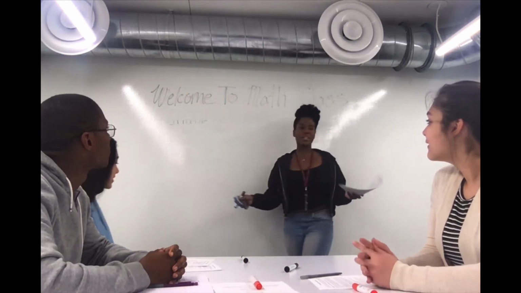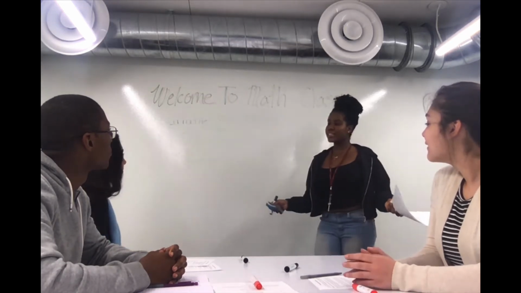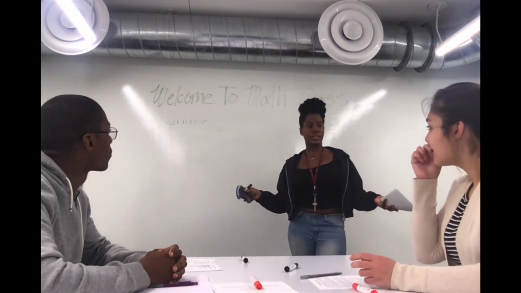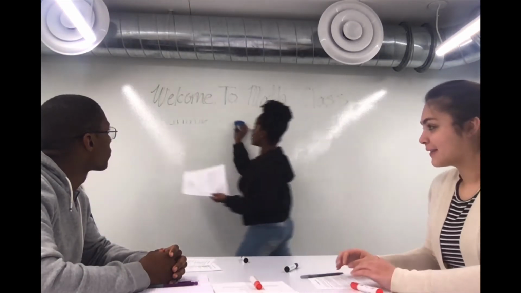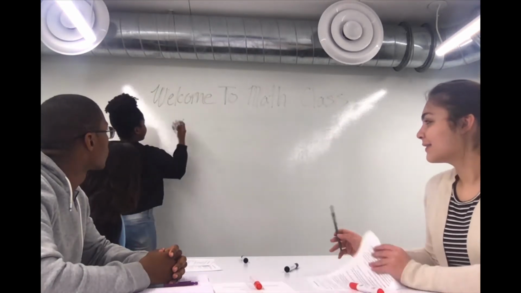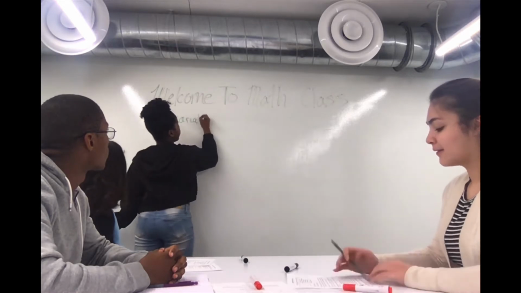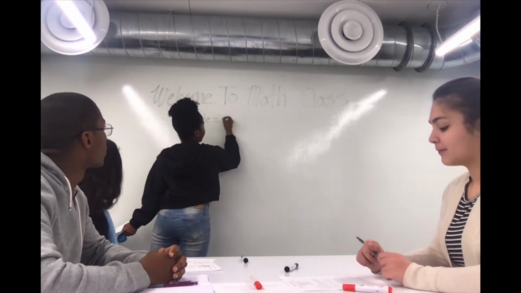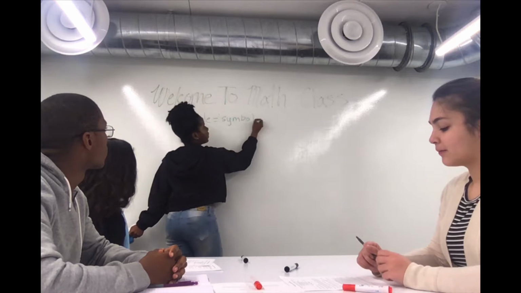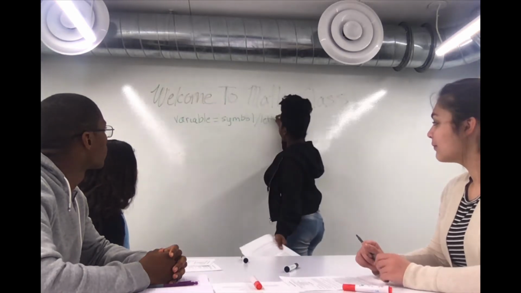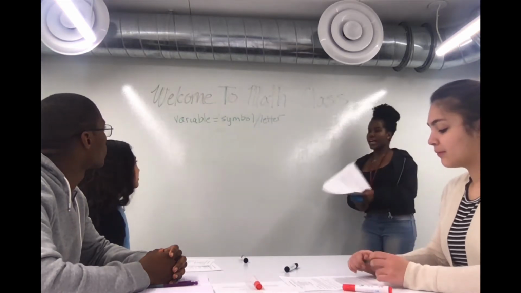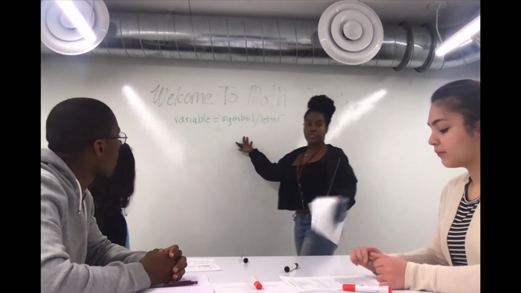So today we're going to recap everything that we learned in the last class. Can anyone tell me what we learned last class? I learned that a variable can be any symbol or a letter. Yes, a variable is a letter or a symbol, and it can represent any value. You just don't know the value yet, so that's why you use a variable. And then we use variables to form equations.